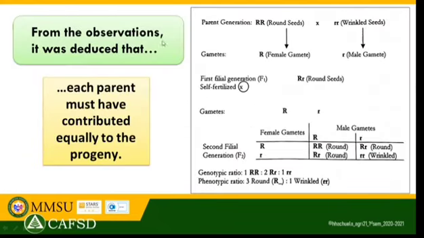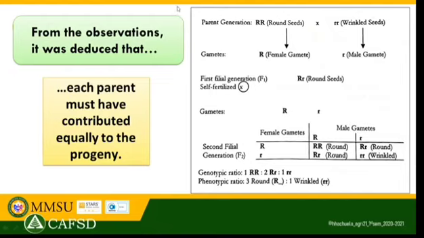So, from those observations of Mendel, it was deduced that each parent must have contributed equally to the progeny. So, the parent being referred to here, the F1, okay? The heterozygous. Again, by the way, this is the parental generation. We have terms like phenotype, genotype, gene, alleles, homozygous, heterozygous, and so on.